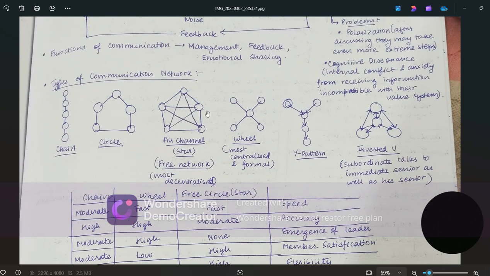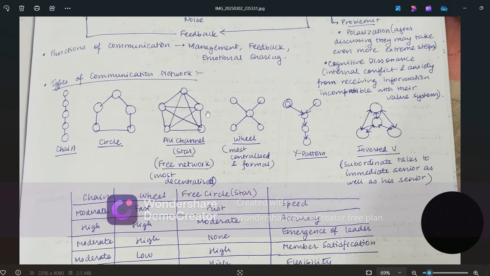Now there are six types of communication networks. First is chain. It flows from downwards to upward. Next is circle. People just interact with the person on both sides, and they only interact with each other, so each person interacts with two people. That's it in circle. Then all channel, star or free network. This is the most decentralized network in which everyone interacts with the other person. Wheel is the most centralized format in which only one person interacts with everyone.